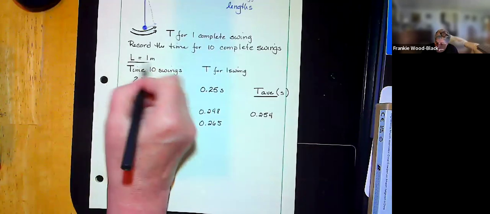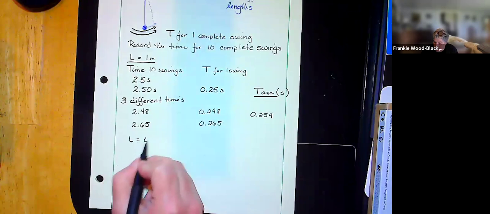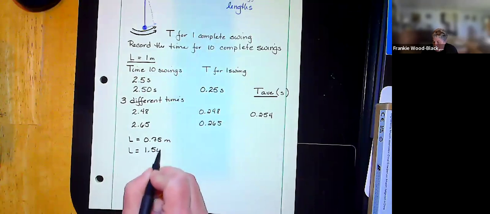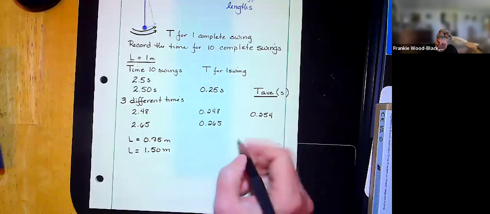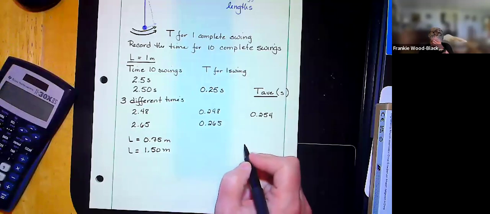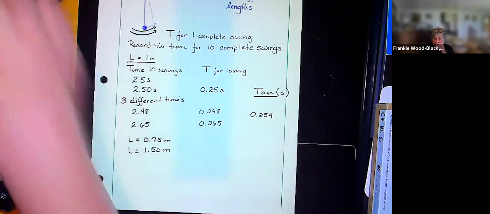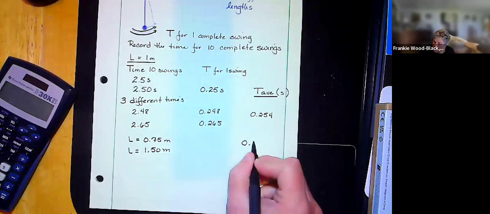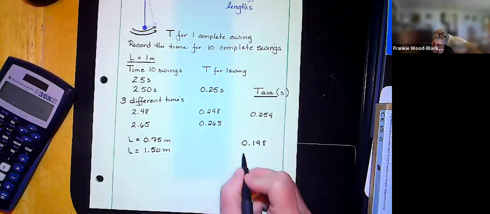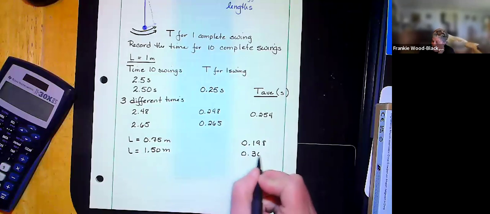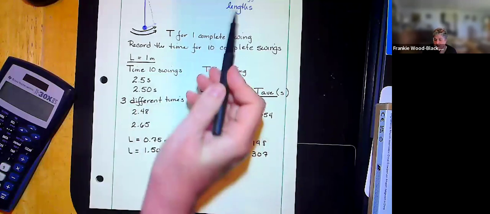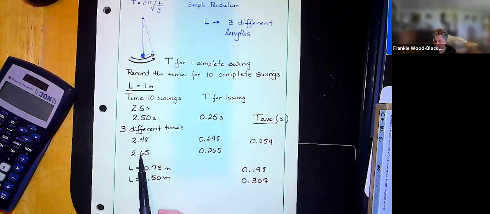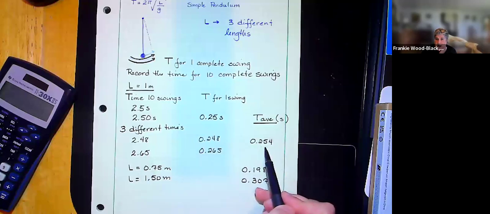Okay. You're going to do that for 2 other lengths. So let's say you're going to get 0.75 meters, and let's say you do 1.5 meters. We'll get our average for each. This one will give me an average of, say, 0.198, and this one gives me an average of 0.307. So for each length, you're going to do 3 different times, and you're going to come up with 1 average.